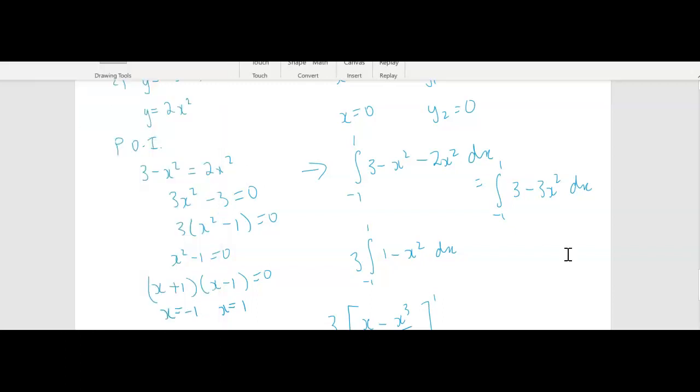So just re-emphasizing, you've got to find the points of intersection, then decide which one's on top and which one's on the bottom, and it's not always going to be as straightforward as these ones are. And then you're just doing your definite integral.